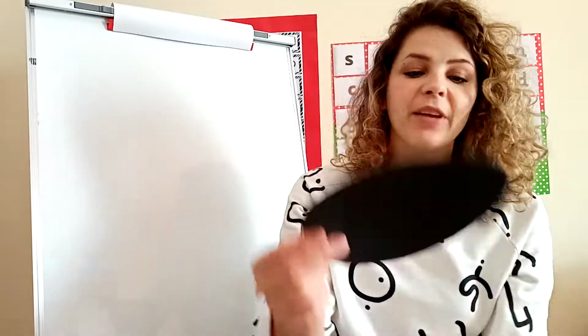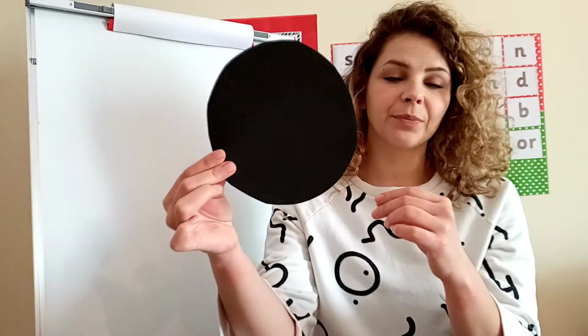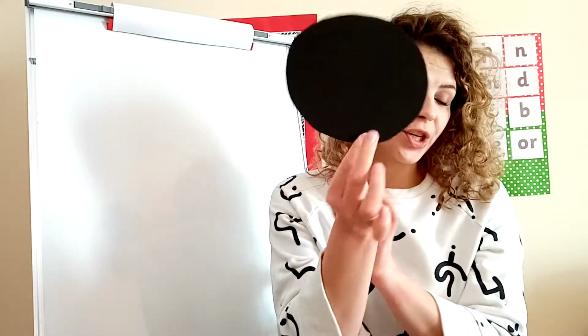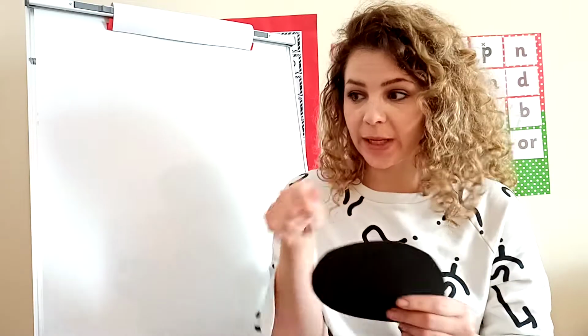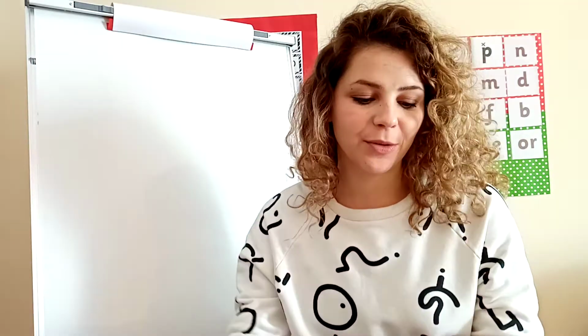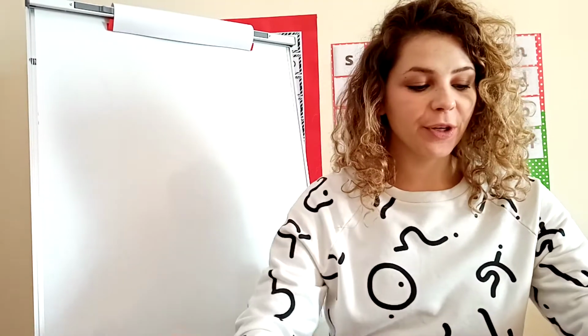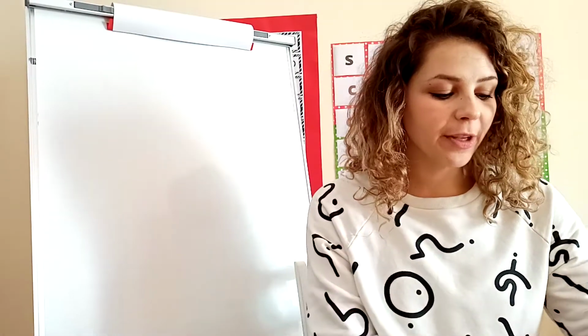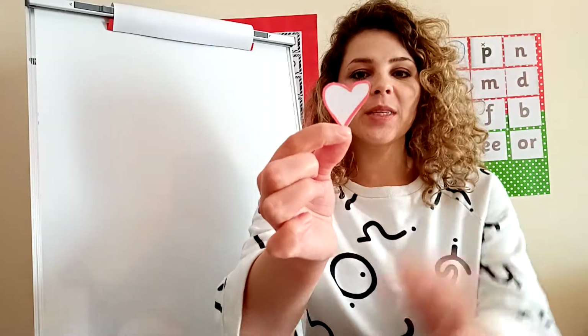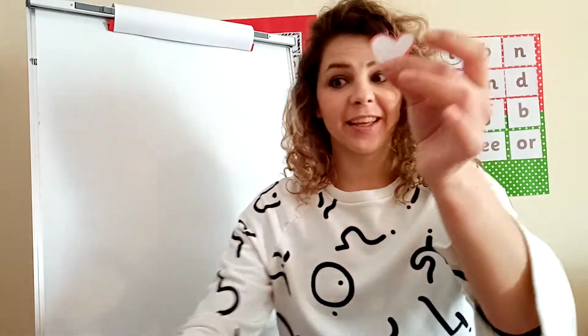Now let's see what we have here. It's a circle. I cut it freehand, which means without drawing it out first, so it's the best I could do. Now let's see what this is. Oval. This is an oval. And then the final shape I have here for you today, it's not very perfect, but I did my best, is this one. What's this? A heart. This is a heart.